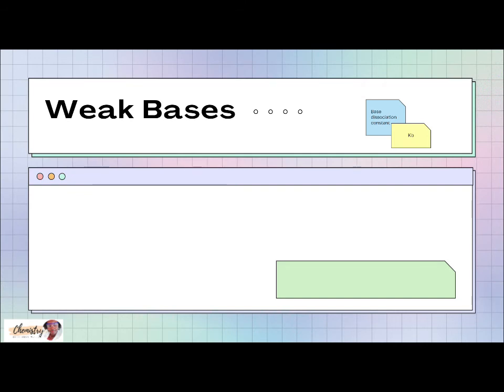But what if we had a weak base? A weak base is only partially ionized. An example of a weak base is ammonia. If ammonia is added to water, it will ionize to form the ammonium ion and the hydroxide ion. But these ions, once formed, will recombine and form ammonia and water. This means we have a reversible reaction, and with all reversible reactions, we will have an equilibrium being set up.